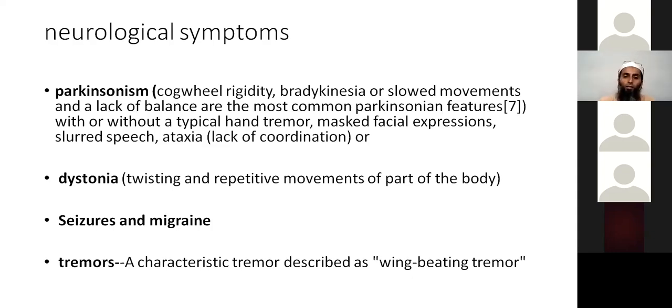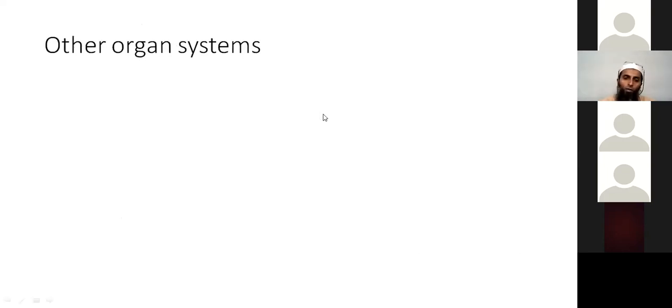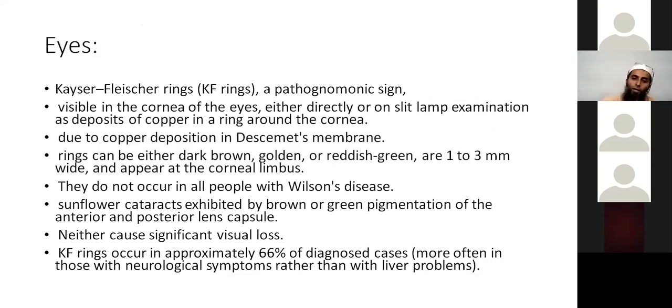Now, there are other organs that are also affected by the copper deposition, and they have different manifestations. So now we come to the other organs. First is the eye, which is very classically involved in Wilson's disease. It does not affect the vision, so you do not come with blindness, but you have a ring deposited in the cornea, which is pathognomonic and a very classical sign of Wilson's disease.